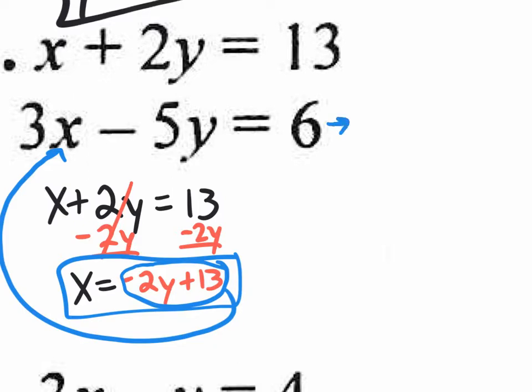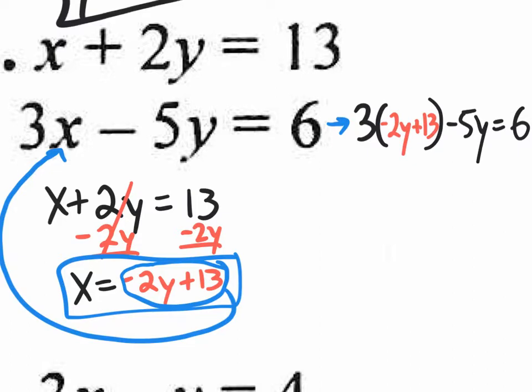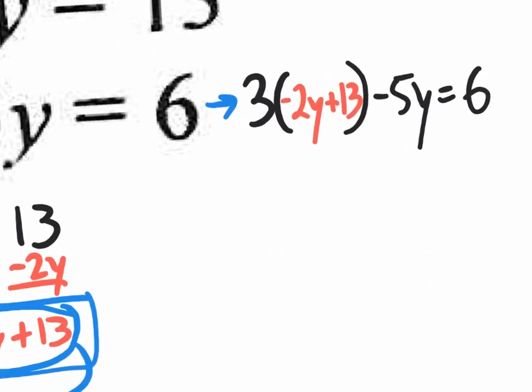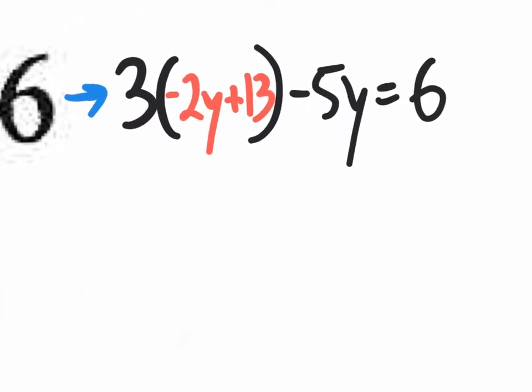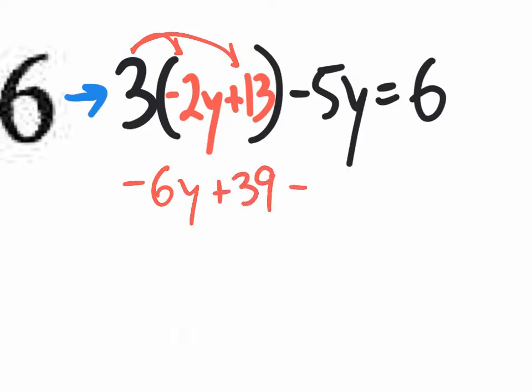My new equation will read 3x, but instead of x, we're plugging in that negative 2y plus 13, minus 5y equals 6. So now we're able to zoom in on this single variable equation. We need to simplify it by distributing that 3. 3 times negative 2y, that's negative 6y. 3 times 13, that is positive 39. Let me bring down the minus 5y.